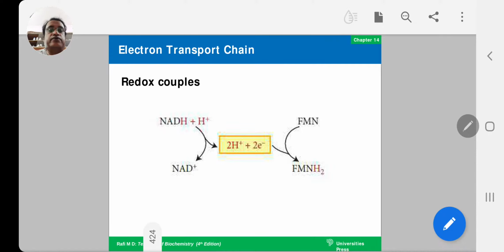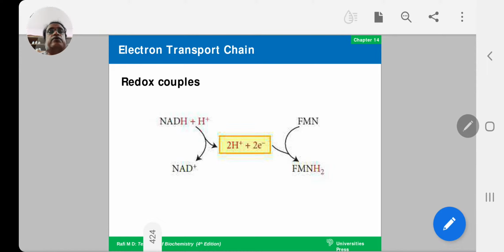Whereby electrons are used to reduce molecular oxygen to water. During this process, a large amount of free energy is liberated, which is trapped in the form of ATP.